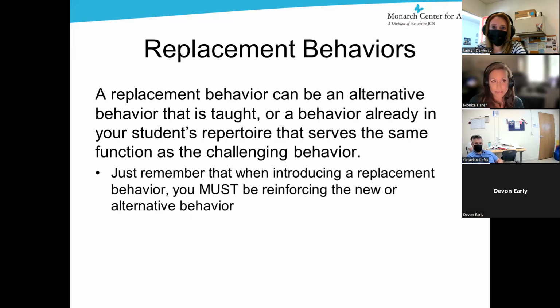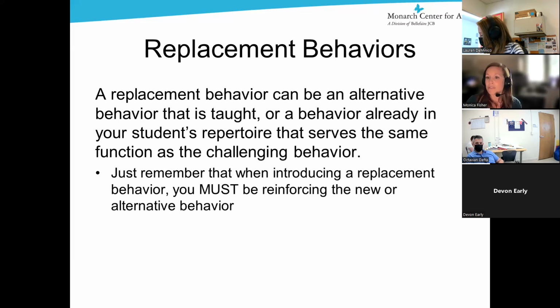Replacement behaviors. Replacement behaviors are behaviors that we want to teach that serve the same function as the problem behavior. So replacement behaviors can be alternate behaviors that are taught, like we could actually teach them. It could be a behavior that's already in their repertoire that serves the same function.